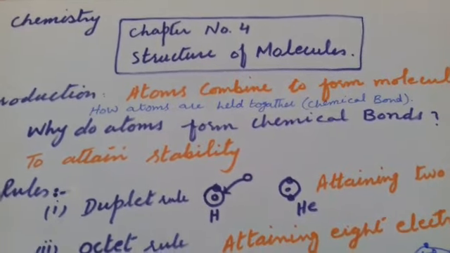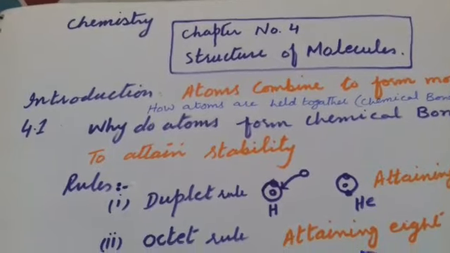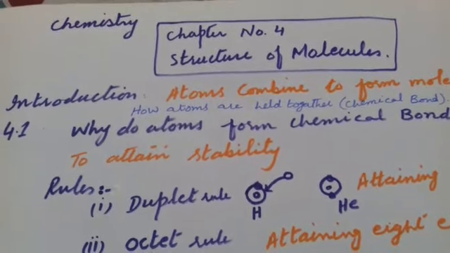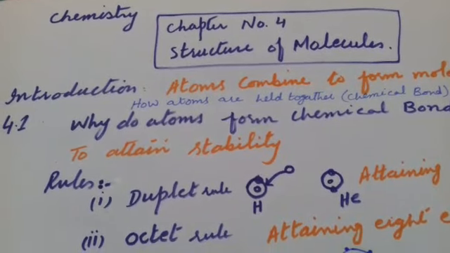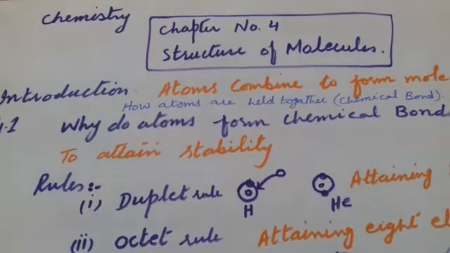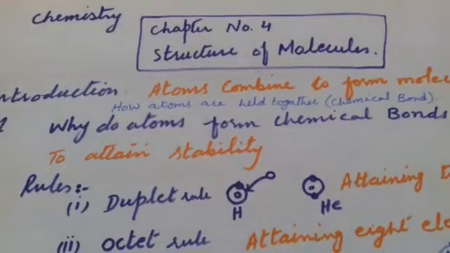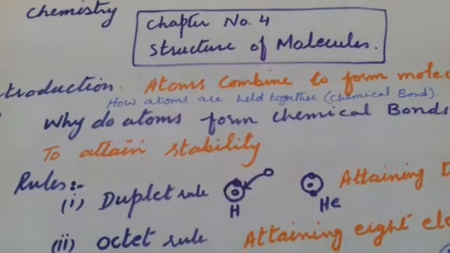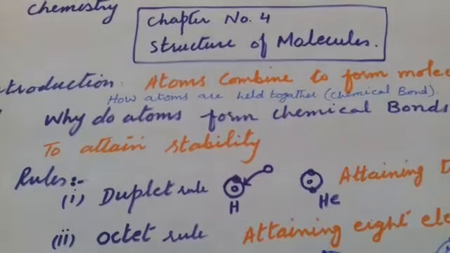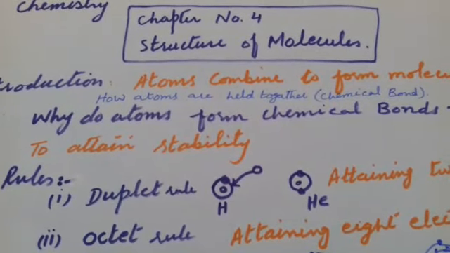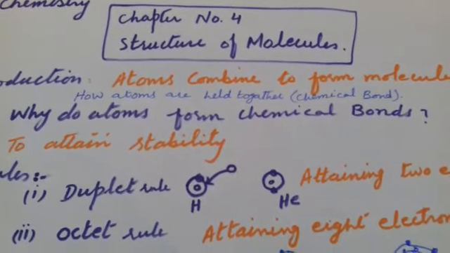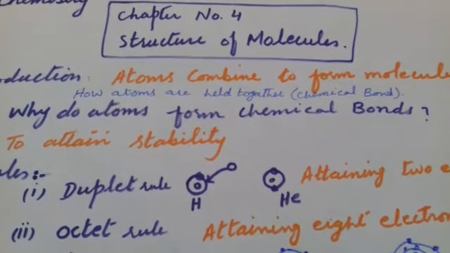As we know, matter is composed of very small particles known as atoms. These atoms combine to form molecules, which appear around us in different forms of matter. For example, air, table, chair, pen, paper, etc. Now you will be thinking how these atoms are held together in the form of a molecule.